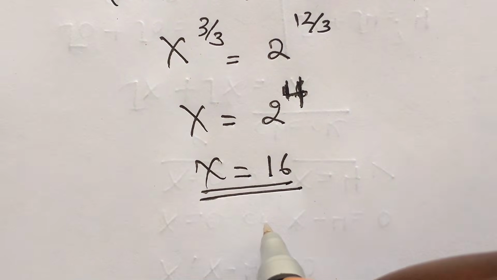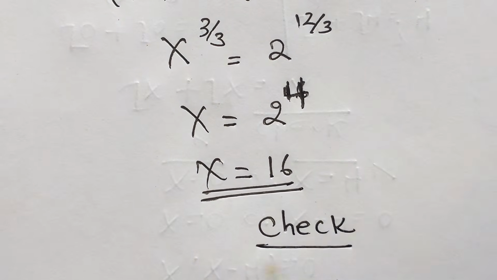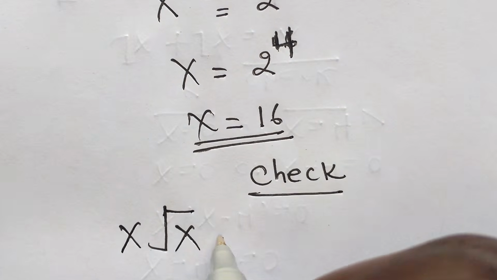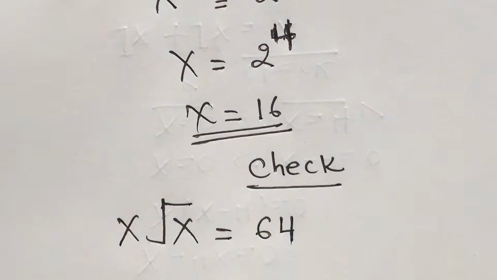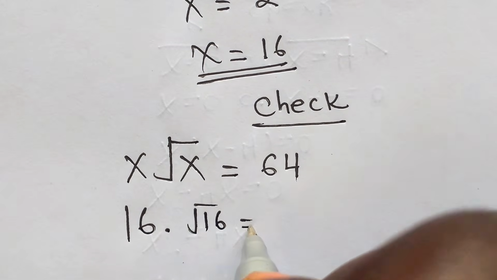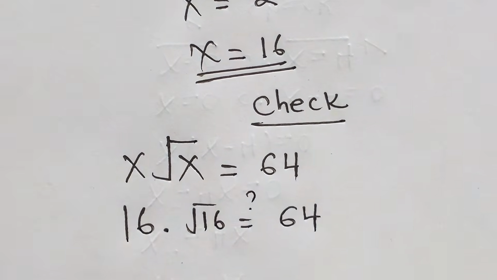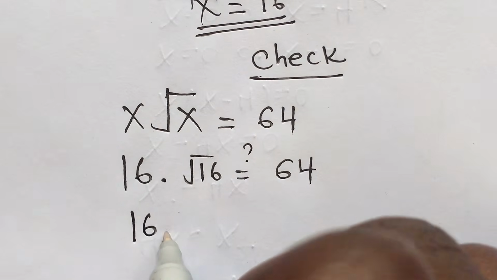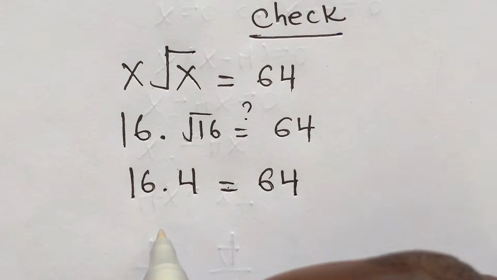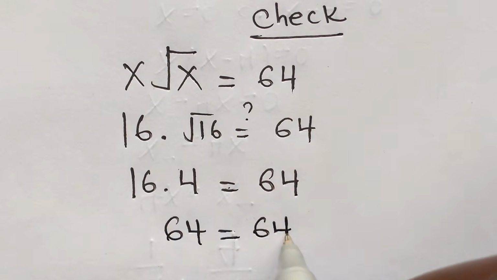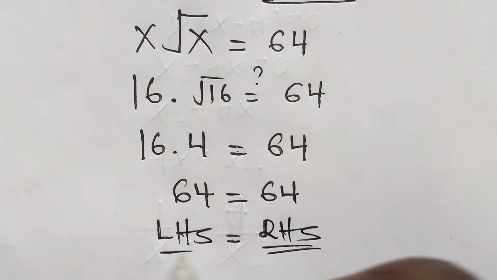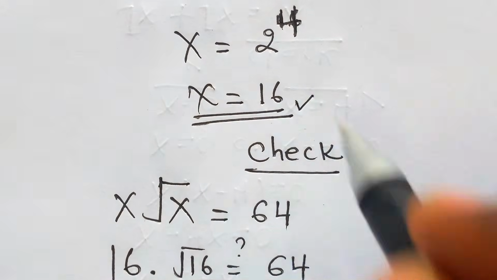And of course we always have to check if the answer is correct, because I have given x to the power of square root of x, and you have x right here, which is equal to 64, and we have 16 times square root of 16, which is equal to 64, question mark. And this is 16 times 4, which is equal to 64, and of course this will be 64, which is equal to 64, and the left hand side is equal to the right hand side, so this is correct.